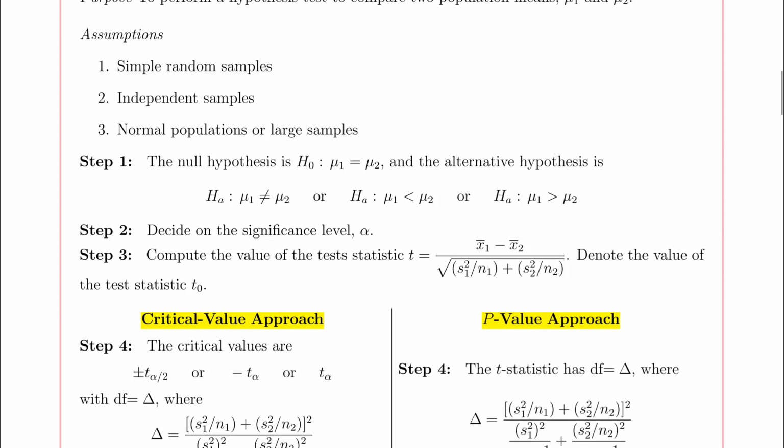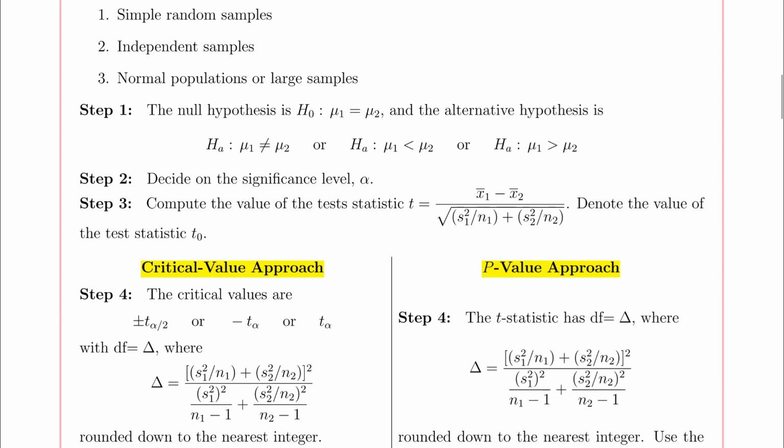The assumptions are still very similar. We assume we have simple random samples, that they are independent, and that they are normal populations or that they are large samples. Standard null hypothesis, mu sub 1 is equal to mu sub 2. Then you have your three alternative hypotheses, the two-tailed test, the left-tailed test, and the right-tailed test, respectively, there on your screen.